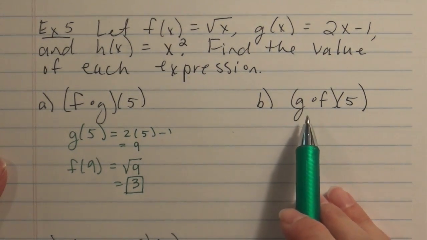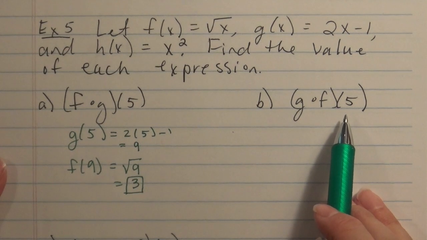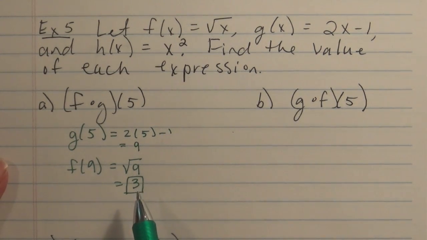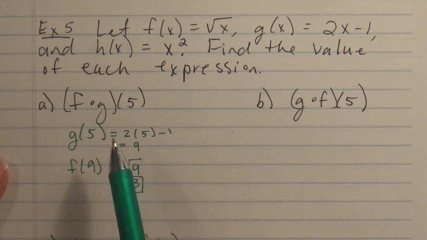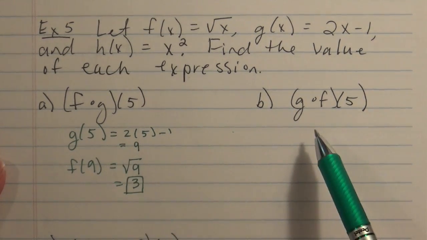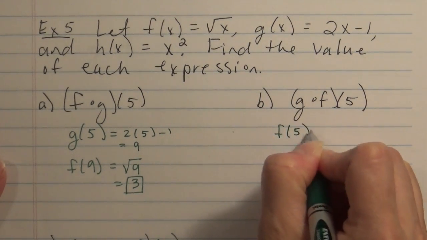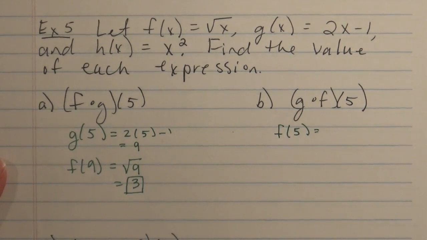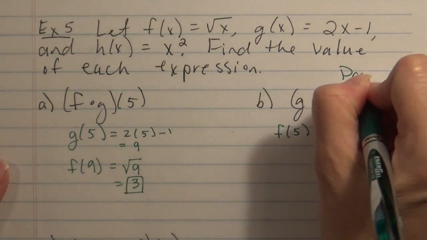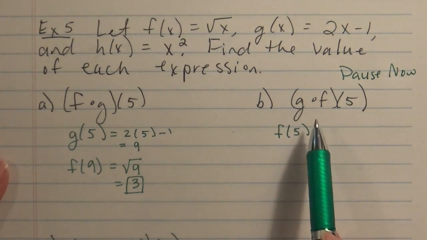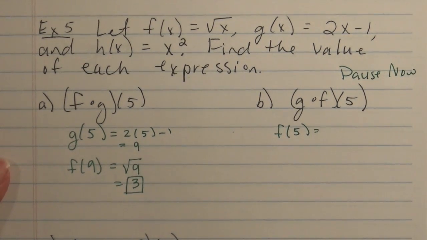Part B, we need to find g composite f of 5. Now, do we expect this to give us the same answer as the previous one? No. f composite g is not necessarily the same thing as g composite f. So we'll start with f of 5. I'm going to let you do this part. I'm going to ask you to pause now, and I'm going to give you a few seconds. I want you to go ahead and calculate g composite f of 5.